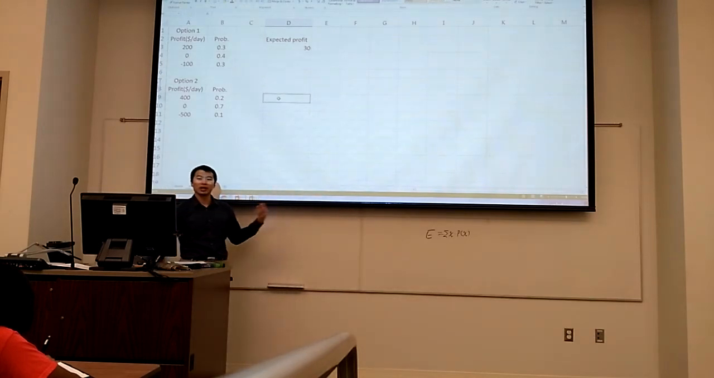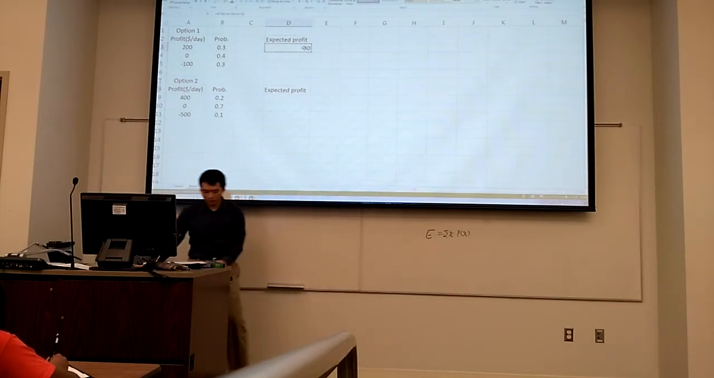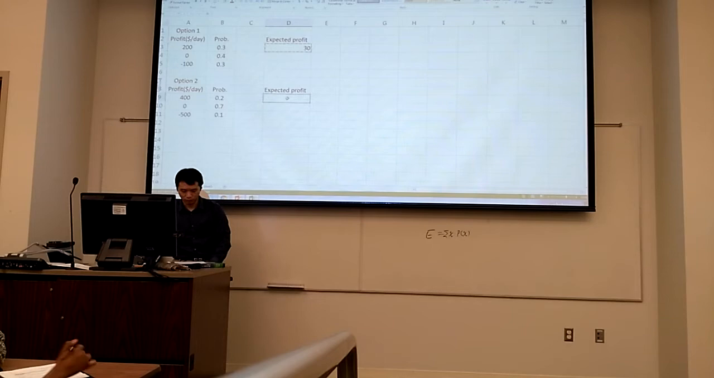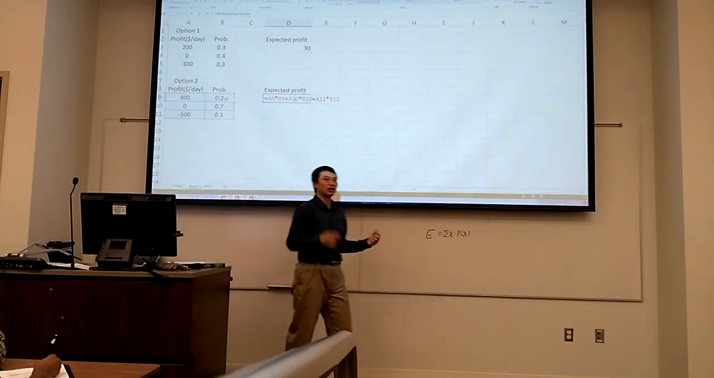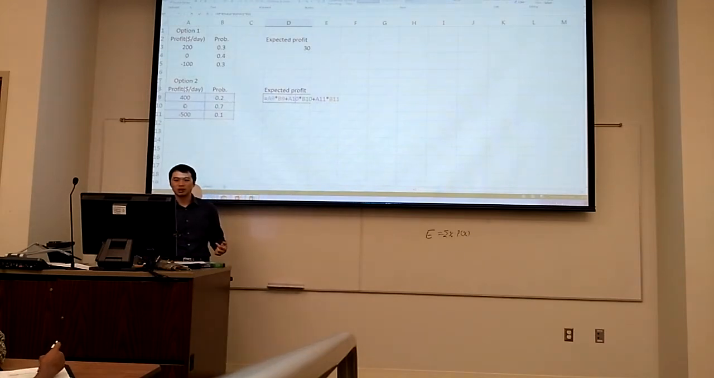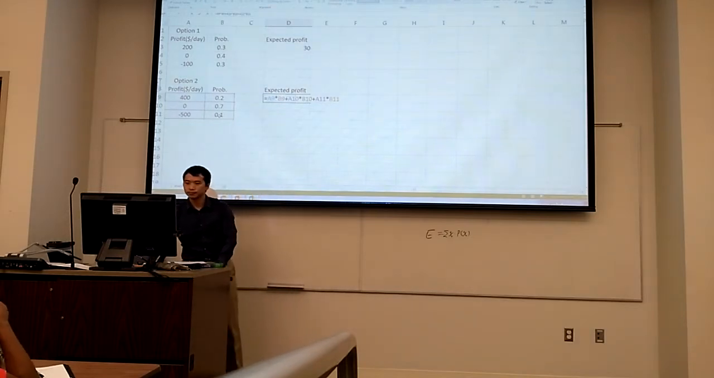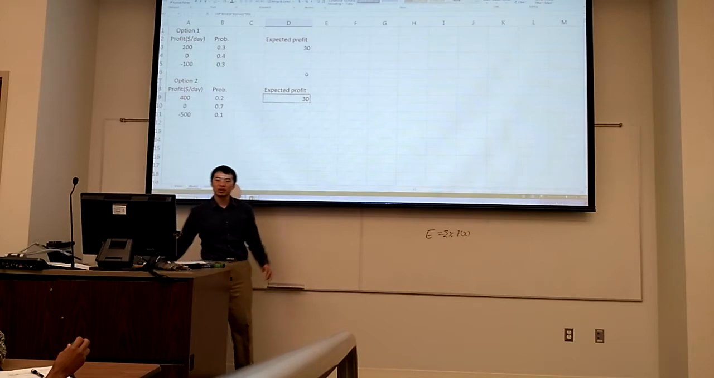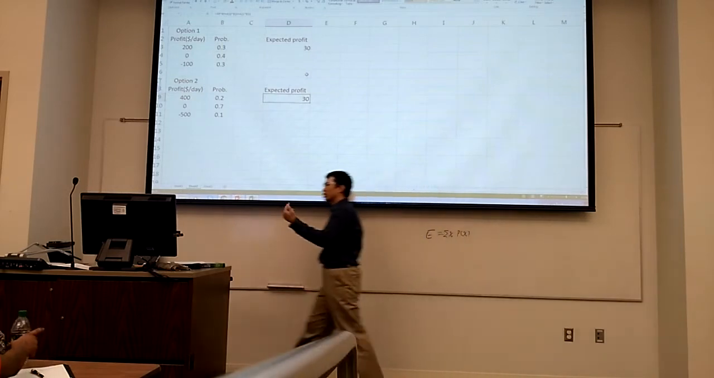For option 2, we can do the same. Let me copy this one, put it here, and we can use the same formula. Let me directly copy the formula to it. We don't have to type it. So the product of each outcome and the associated probability, and the sum of them together. This one times this one plus this one times this one plus this one times this one. The same form. And we can see we have the same profit. So this is the expected value.